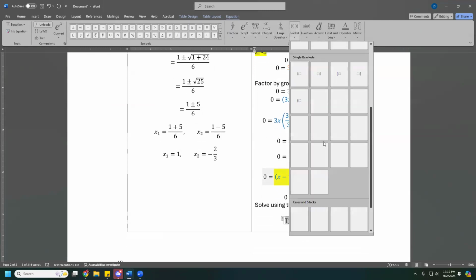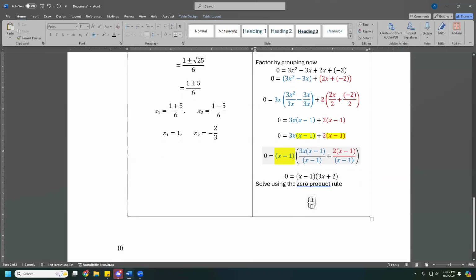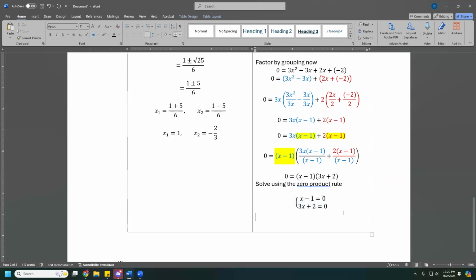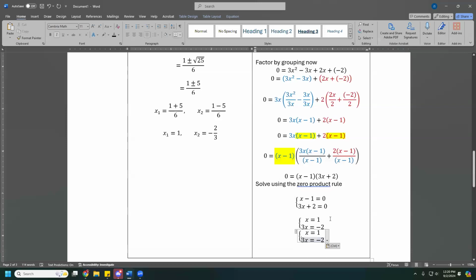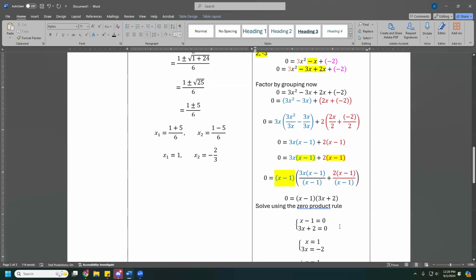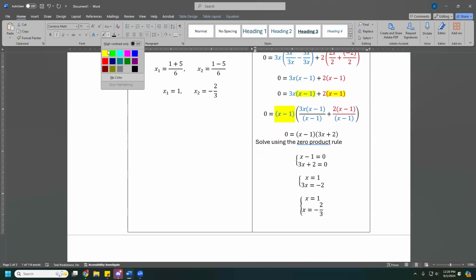So what I have, again, I like to put them in little curly braces, but you don't have to do that. This guy could be 0, or this guy could be 0. And now I just need to solve each piece. For my first equation, the top one, all I need to do is add 1 to both sides, and I'm done. For the second equation, I'm going to subtract 2. And next up, I need to divide by 3 to get x by itself.